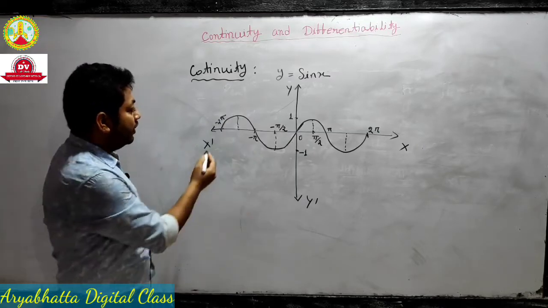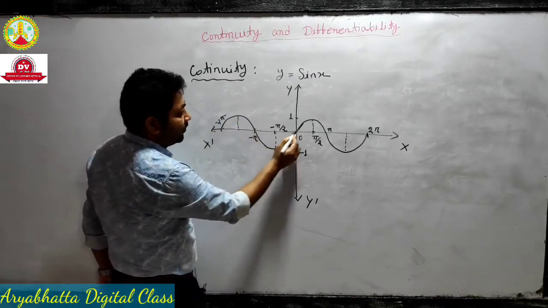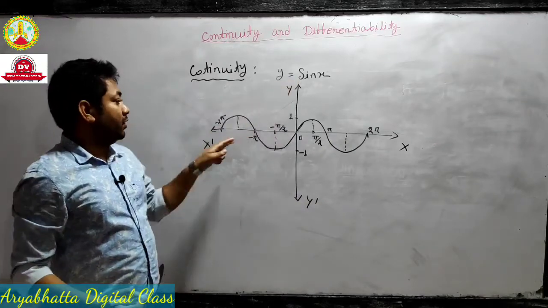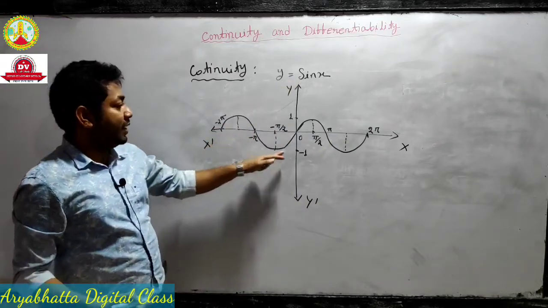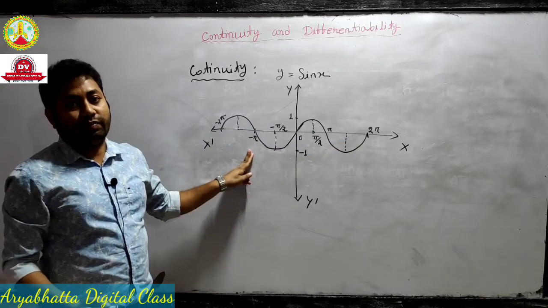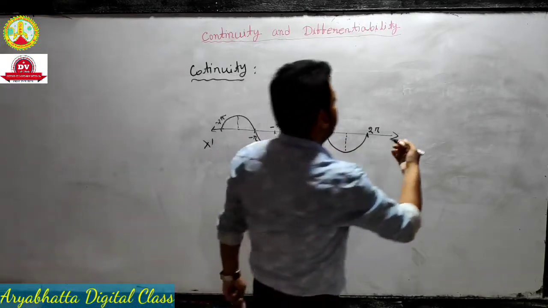Here the graph does not break at any point. The graph of the sine function does not break at any point, therefore this function is called a continuous function. We take another example.